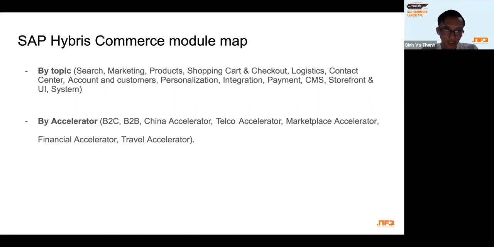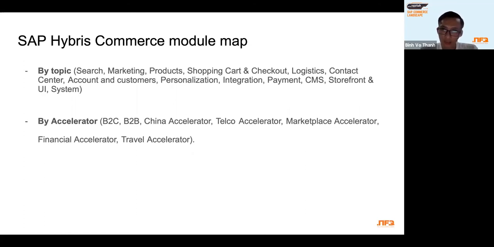Currently in Hybris, they build a lot of templates for different companies. You can see it here: B2C template, B2B template, China accelerator. Accelerator means the default template. So when a company decides to build a Hybris site, the developer has to choose the template to match the current business.